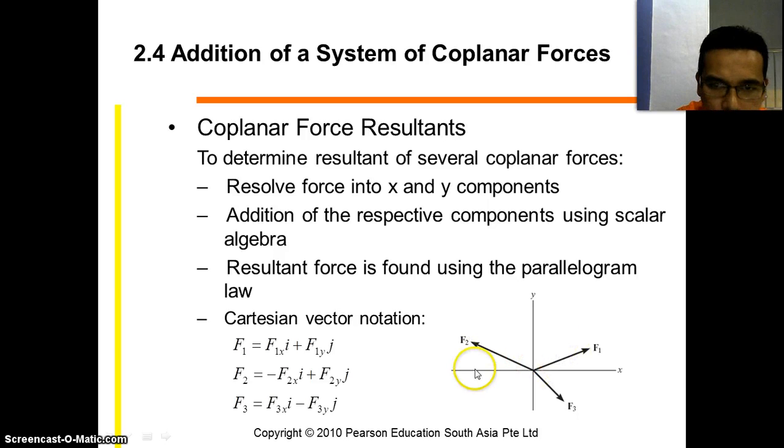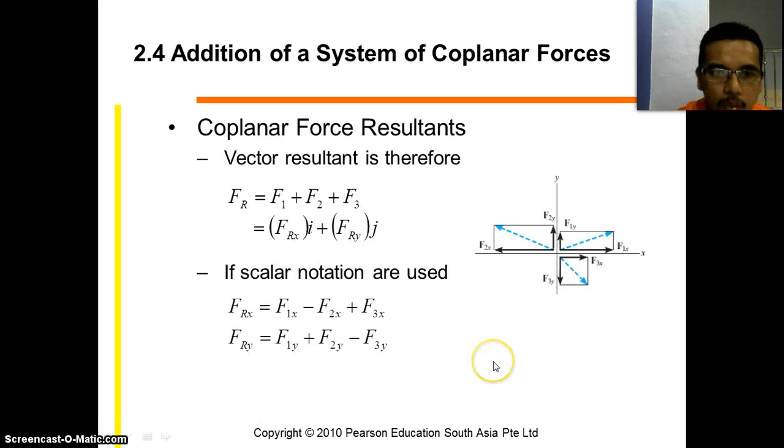So let's say, for example, we have more than two forces. We have the first one, F1x i plus F1y j. Same thing for F2, same thing for F3. Now we want to add all the forces so we can find the resultant force.